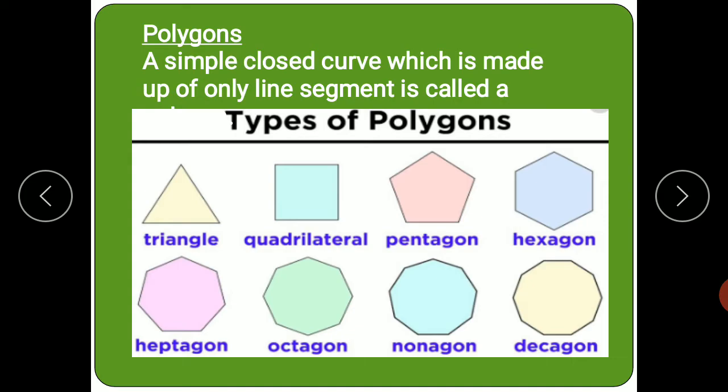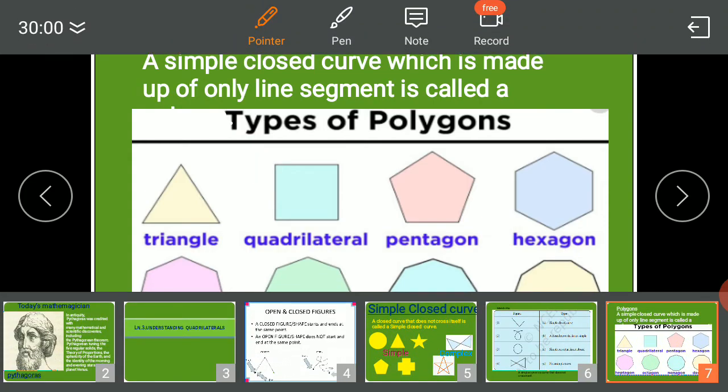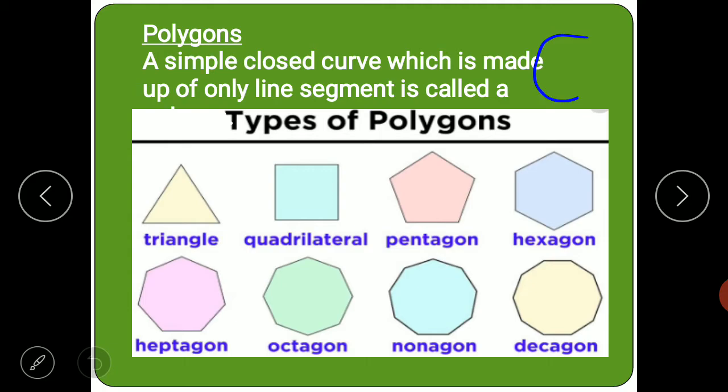So the polygon must be bounded by only line segments. For example, this is not a polygon. Could you see any line segment here? No. So this is not a polygon. Even this is also not a polygon. So polygon means what? Many-sided. That is, the shape which is bounded by only line segments is called a polygon.